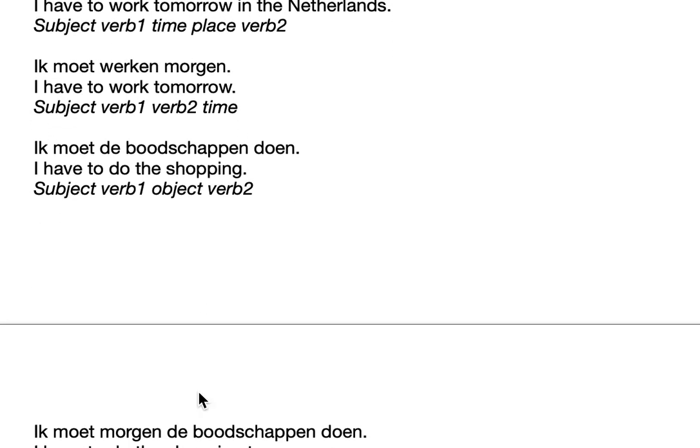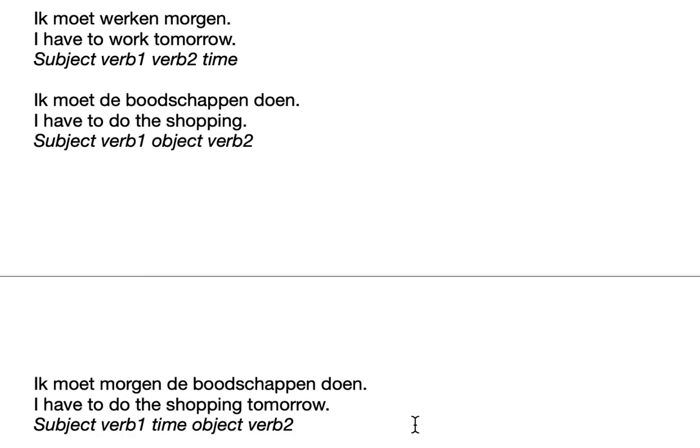For example, in the following sentence, ik moet morgen de boodschappen doen. I have to do the shopping tomorrow. So, good. As a disciplined student, you say subject, verb 1, time, object, and verb 2. Verb 2 goes at the end.